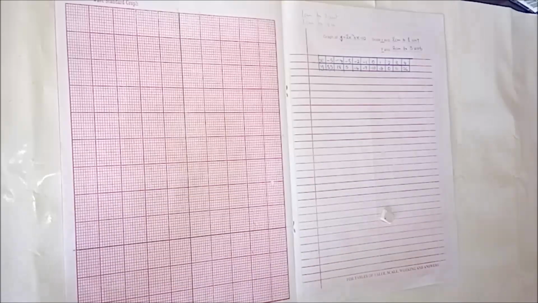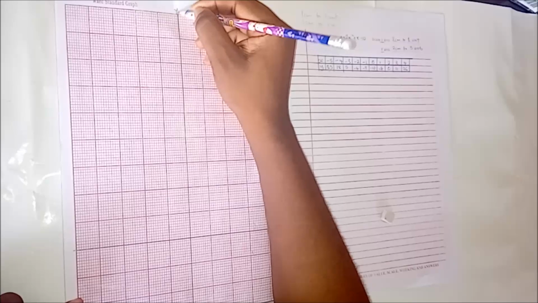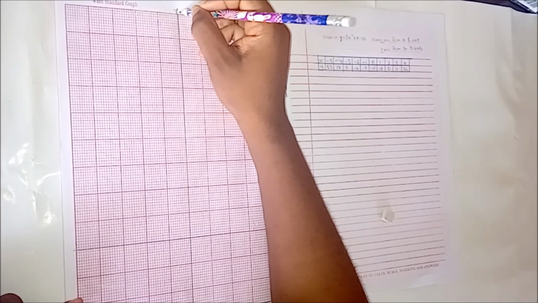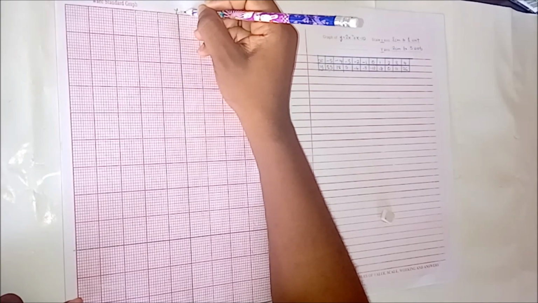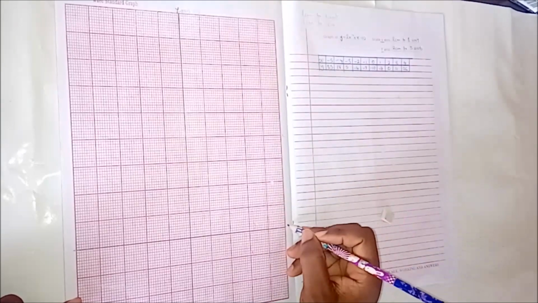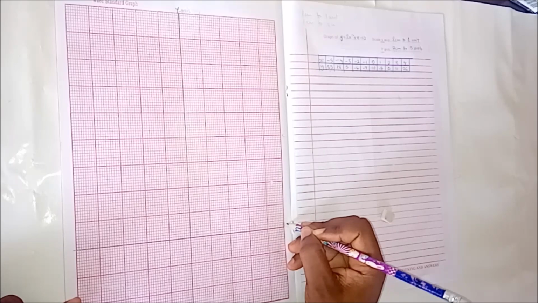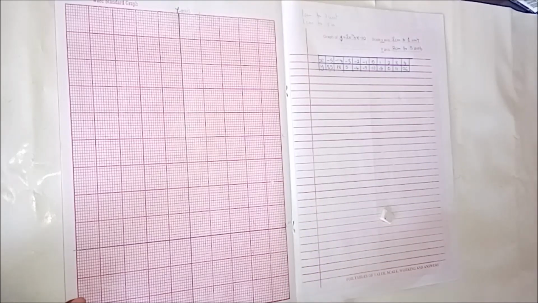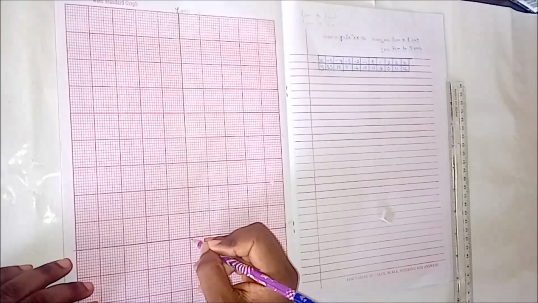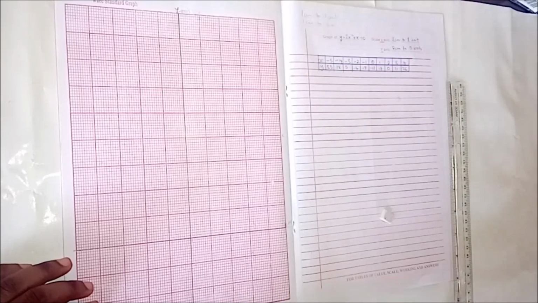All right. So this is our y-axis, and this is our x-axis. From here, this is 0. So let us put in our values.